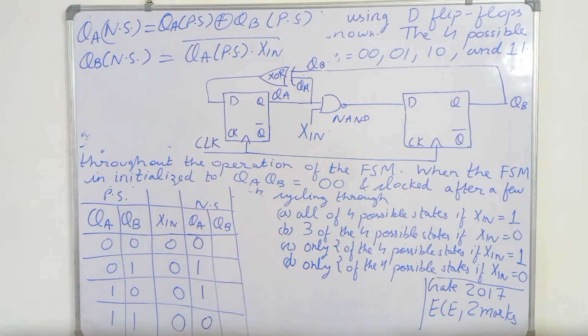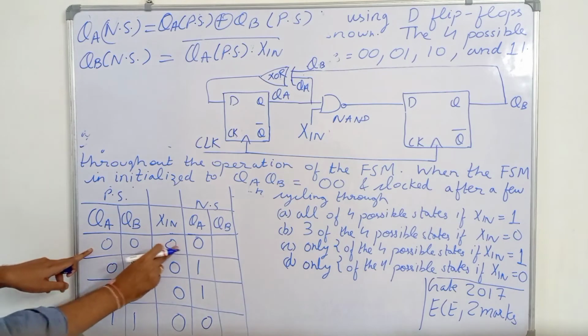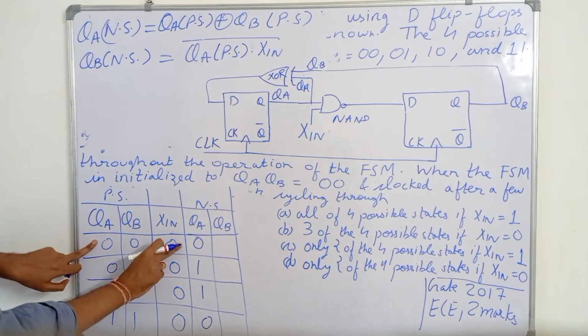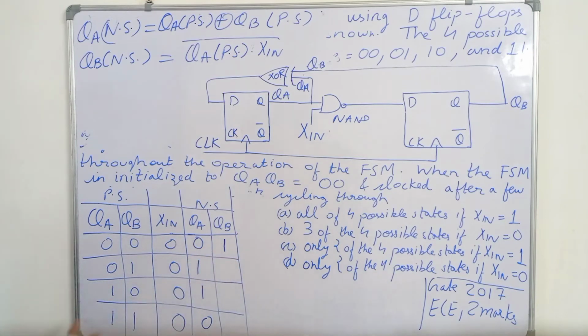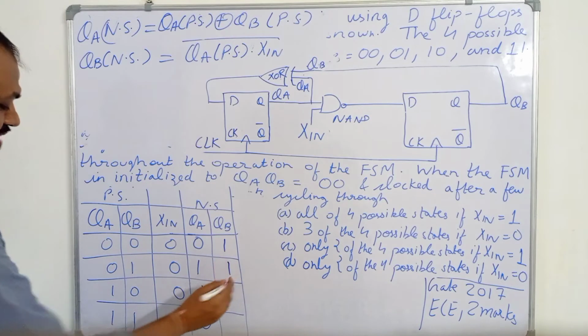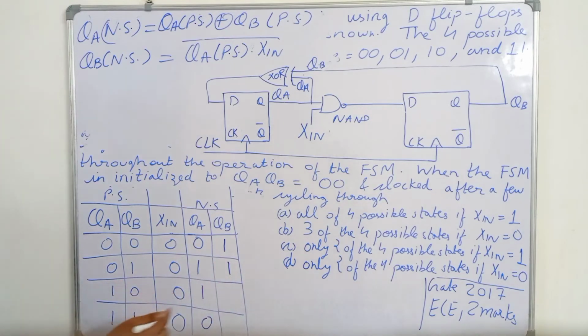So this is how we determine the next state for QA. Now we have to determine the next state for QB. So QB next state is QA present state dot Xin, complemented. So 0 dot 0 is 0 and its complement is 1. Again 0 dot 0 is 0 and its complement is 1. Again 1 dot 0 is 0, its complement is 1. Again 1 dot 0 is 0, its complement is 1. So these are the next states for QA and QB.